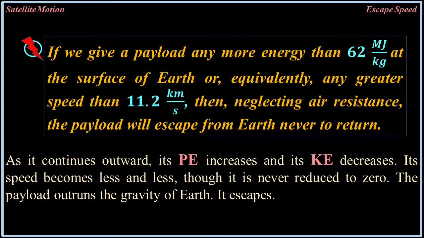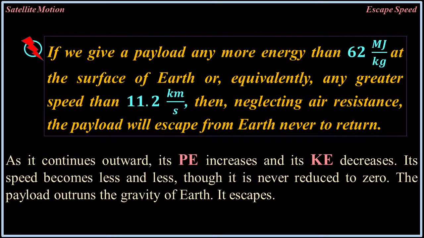If we give a payload any more energy than 62 MJ per kg at the surface of Earth, or equivalently any greater speed than 11.2 kilometers per second, then, neglecting air resistance, the payload will escape from Earth, never to return. As it continues outward, its potential energy increases and its kinetic energy decreases. Its speed becomes less and less, though it is never reduced to zero. The payload outruns the gravity of Earth.